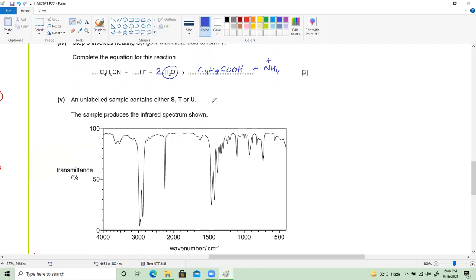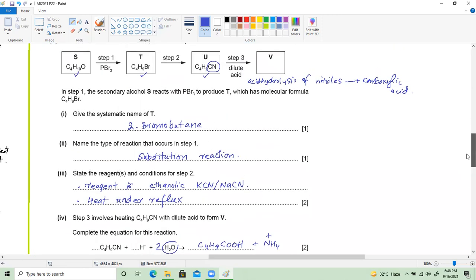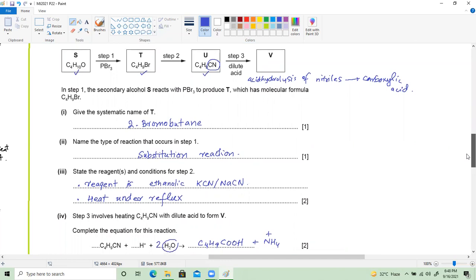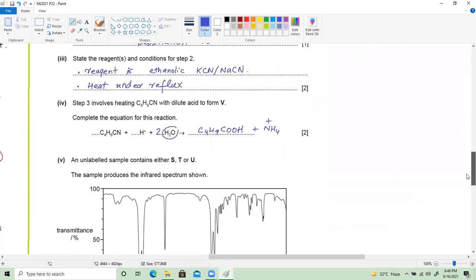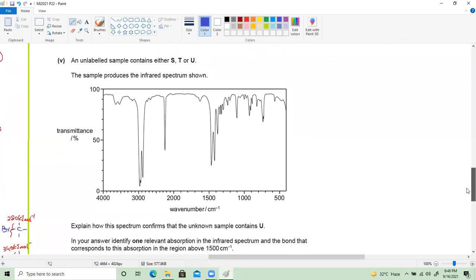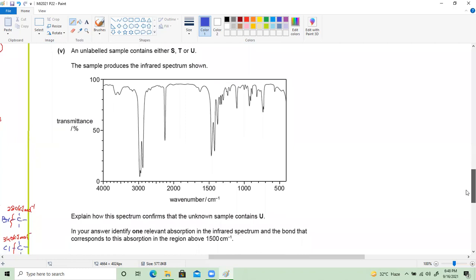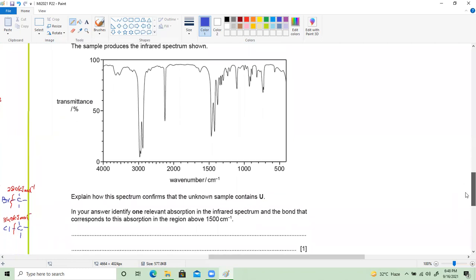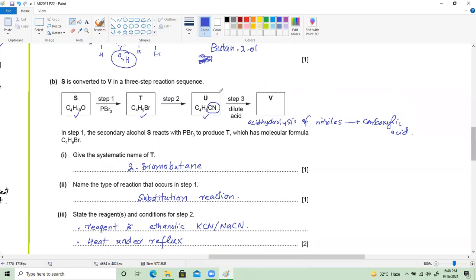An unlabeled sample contains either S, T, or U. S was a secondary alcohol, T was a secondary halogenoalkane, and U was a nitrile. The sample produces the infrared spectrum as shown. Explain how this spectrum confirms that the unknown sample contains U, and U was a nitrile.